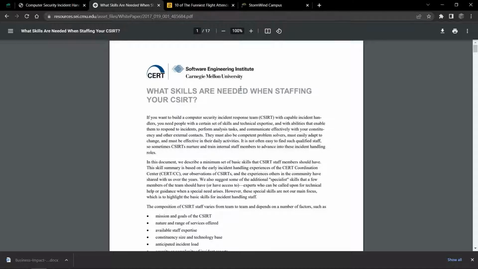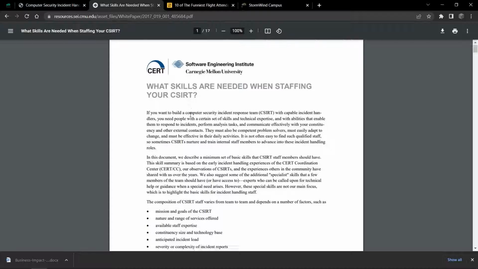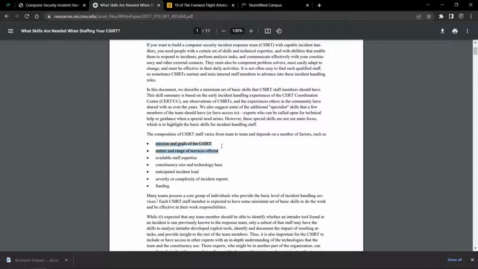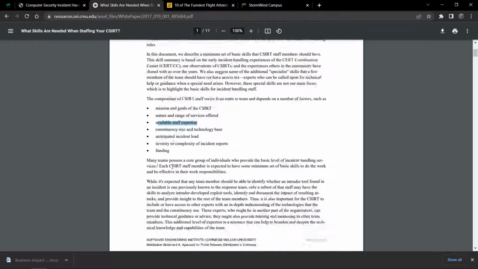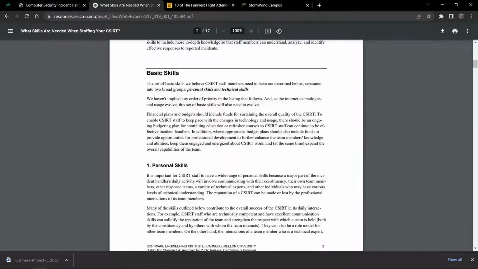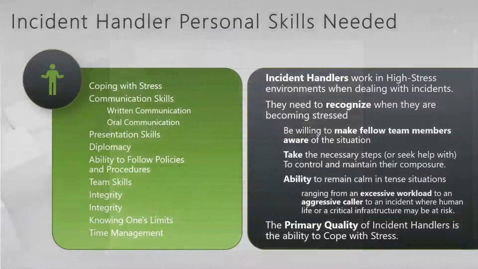And what are the skills, basically, from Carnegie Mellon? What skills are needed when staffing your CSIRT, right? Notice the mission and goals of it, the nature of the services offered, the staff expertise, the constituency size. So they did a good job, right? What are the basic skills? One of the first things you'll see is personal skills. And that's one of the things here that ISACA really pushed this year, right? If you're going to be truly an incident handler for your organization, you've got to have personal skills.